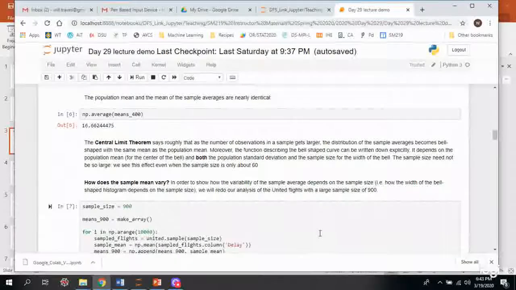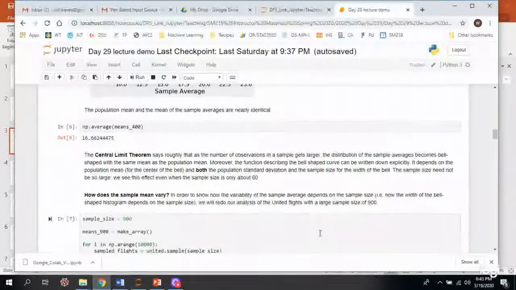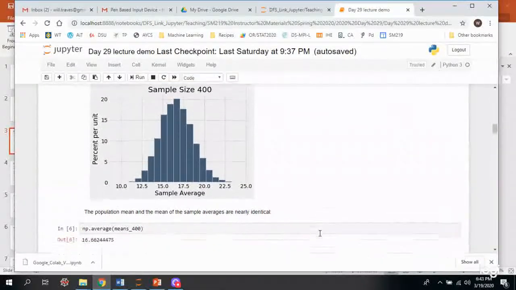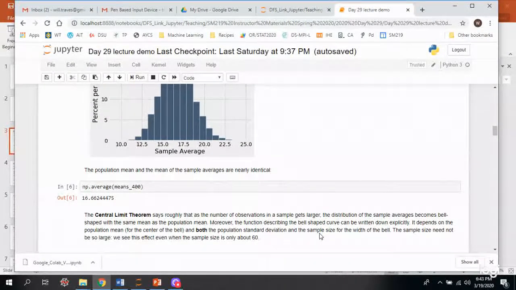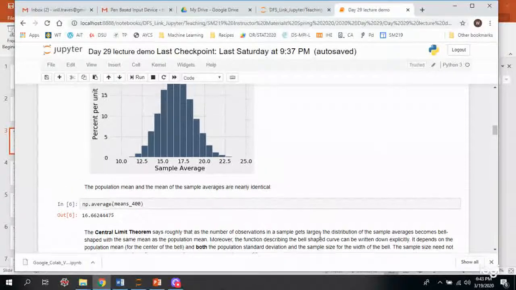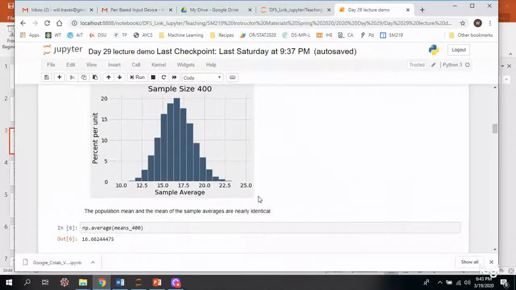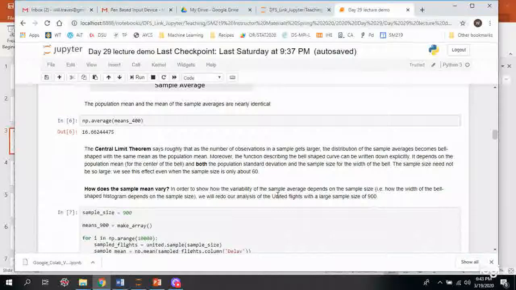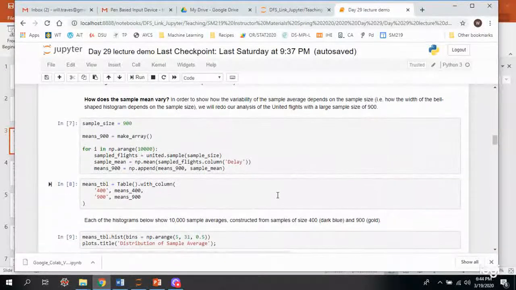And the sample size doesn't have to be that large. Here we took sample sizes of size 400, but sometimes you can take them of size between 30 and 60 and still see this bell-shaped behavior of the sample averages. Okay, how does the sample mean vary?